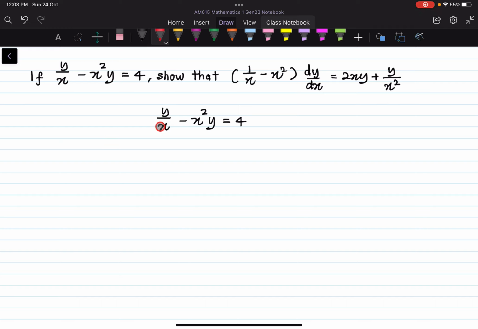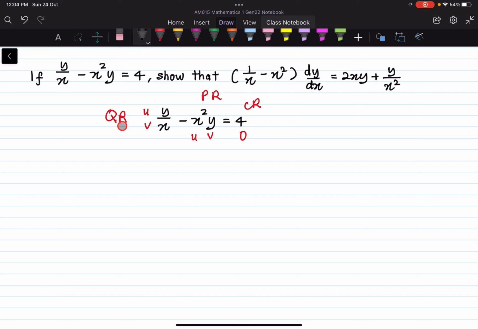If you look at the first term here, y over x, we can use quotient rule because we have u divided by v. And for x squared y, we're going to use product rule because we have u times v. And for 4 here, we're going to use constant rule, and once we differentiate a constant, it becomes 0.